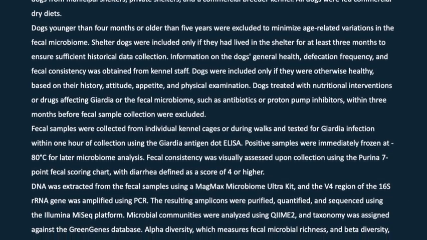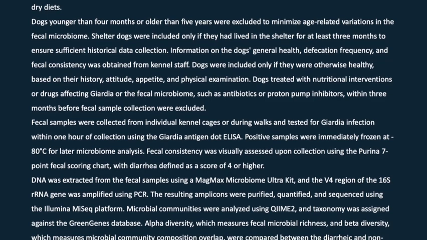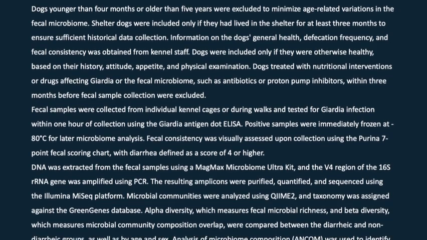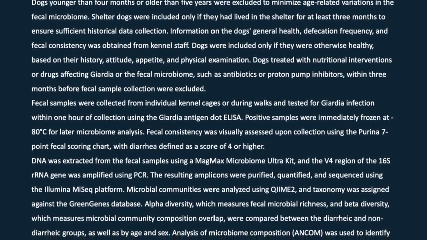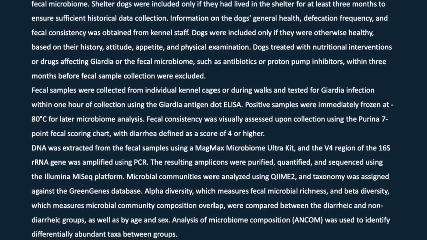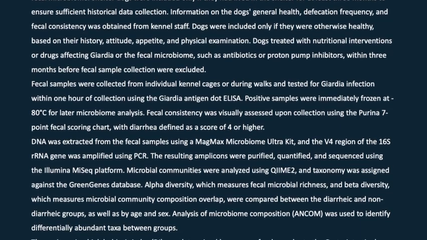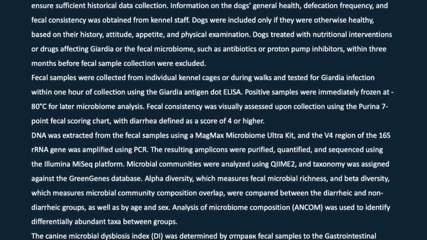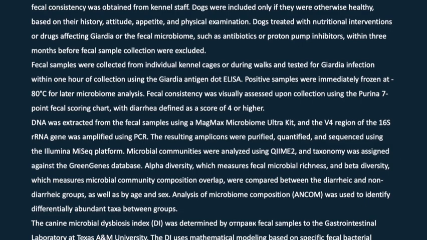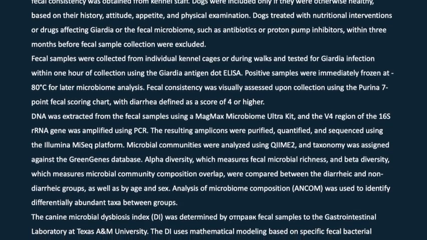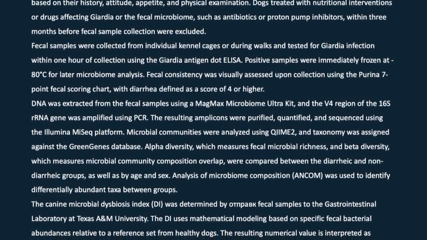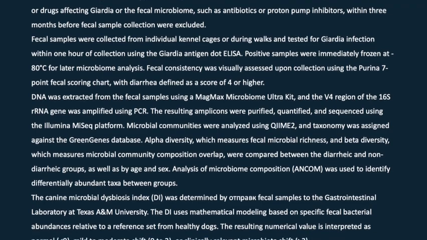Fecal samples were collected from individual kennel cages or during walks and tested for Giardia infection within 1 hour of collection using the Giardia antigen ELISA. Positive samples were immediately frozen at -80°C for later microbiome analysis. Fecal consistency was visually assessed upon collection using the Purina 7-point fecal scoring chart, with diarrhea defined as a score of 4 or higher. DNA was extracted from the fecal samples using a MagMAX microbiome ultra kit, and the V4 region of the 16S rRNA gene was amplified using PCR. The resulting amplicons were purified, quantified, and sequenced using the Illumina MiSeq platform.